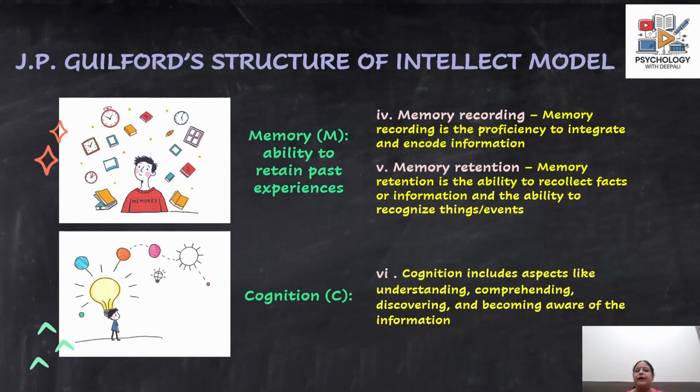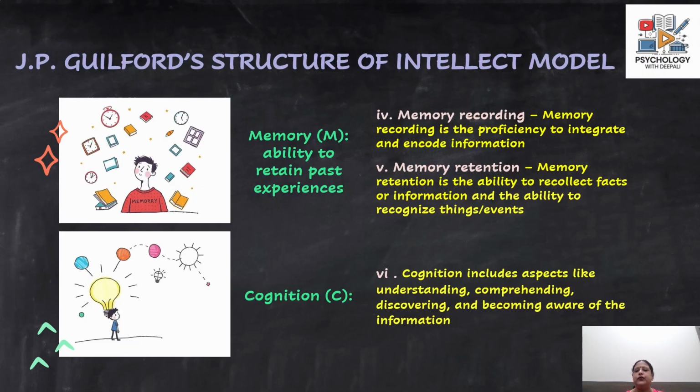Then we have memory retention. Memory retention basically is the ability to recollect facts or to remember the facts or the information, and the ability to recognize things or events. So there are two different things here. One is recall, where we remember whatever we have learned earlier. And there is recognition, where we might be provided with certain stimuli and we have to recognize which of the stimuli we have seen earlier.